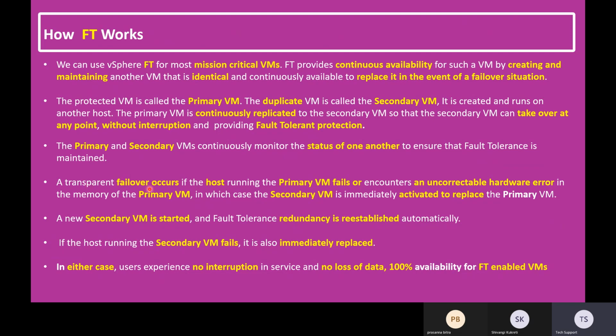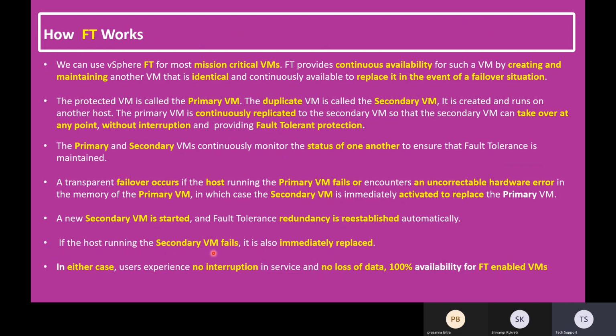Okay, and the transparent failover occurs if the host running the primary virtual machine fails. So when the failover occurs, it completely depends on the primary virtual machine or the host failing or encountering an uncorrectable hardware error. Even at the ESXi host level, if you have any unknown or unexpected hardware errors, the failover will start immediately. The memory of the primary VM is available, in which case the secondary is immediately activated to replace the primary VM, and a new secondary VM is started. Because our primary VM is already dead, the secondary VM becomes the primary, and immediately within our fault tolerance network, it will create a secondary copy also. That is also automated functionality. We need not do any manual activity. Our only manual activity is to turn on fault tolerance. After that, everything is automated. A new secondary VM is started and fault tolerance redundancy is re-established automatically.